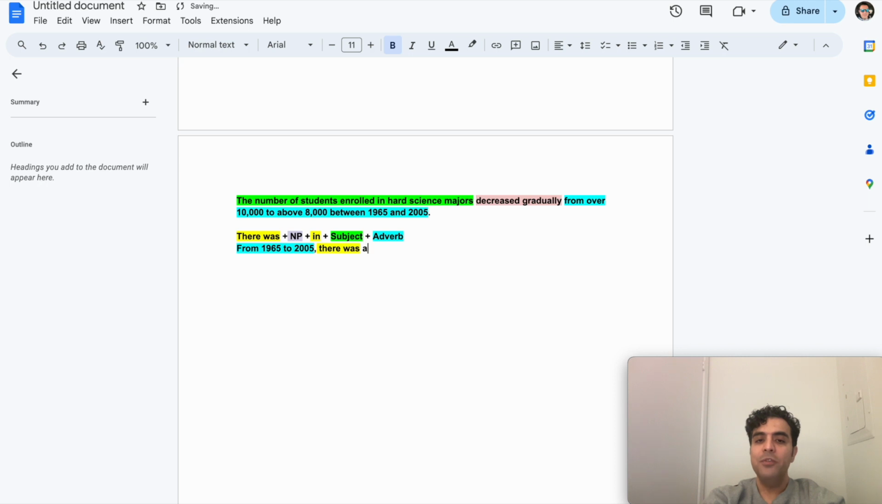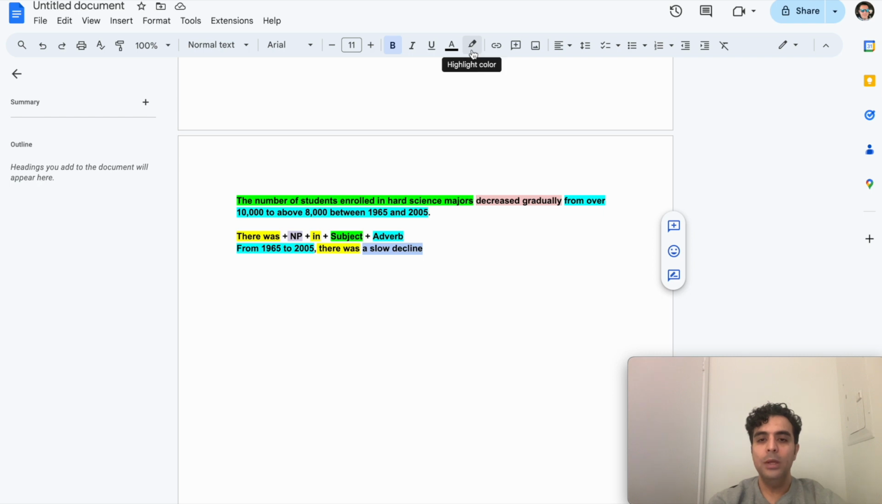There was, and now I have to mention what it was. So here we had decreased gradually. So I have to come up with a noun. I could say decrease, fall, decline. So I'm going to say there was a decline. And then here we had gradually, which was an adverb that went into our verb phrase construction. Here, instead of gradually, maybe I could say there was a gradual decline, or there was a slow decline. It really doesn't matter as long as it accurately describes what you see in the data.